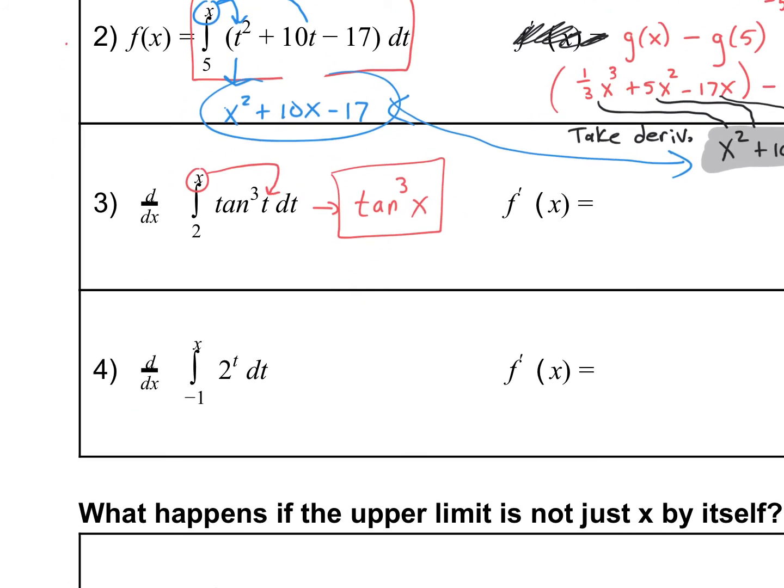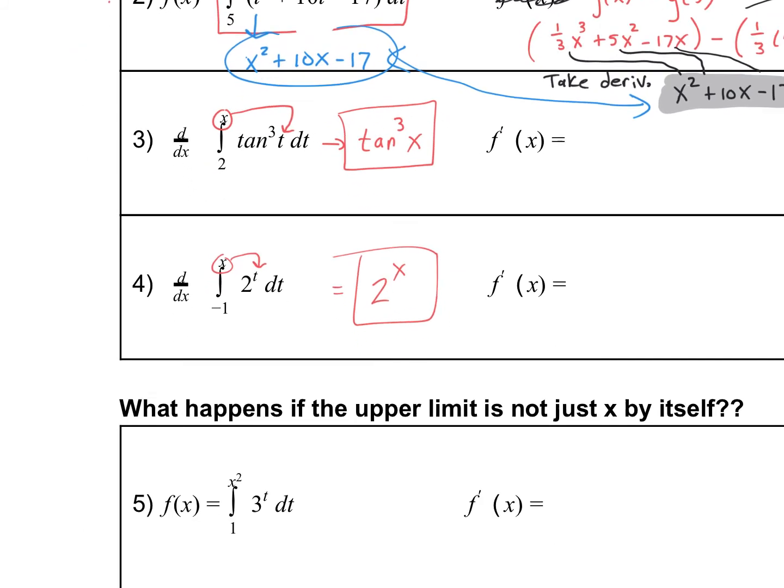All right, let's do number 4. Again, we're taking the derivative of an integral, and one of our limits is a variable. That tells us we can use the shortcut, Fundamental Theorem of Calculus Part 2. We simply take that variable right here and we plug it in here. So it's equal to 2 to the x. Done. All right, now we're going to look at a different type of problem.